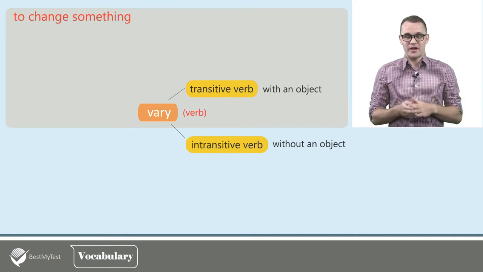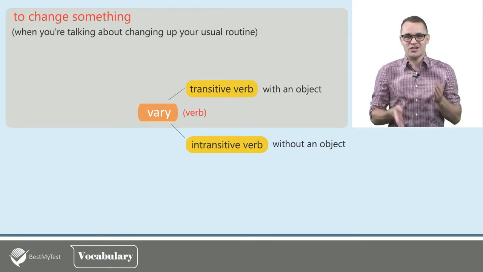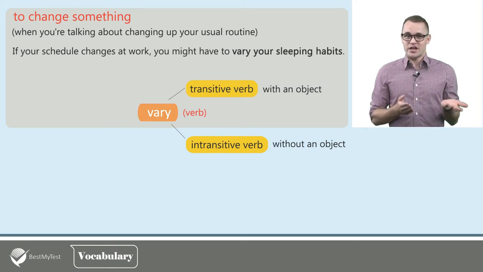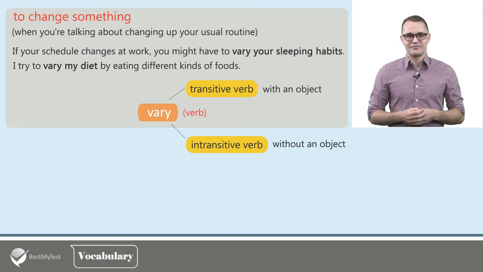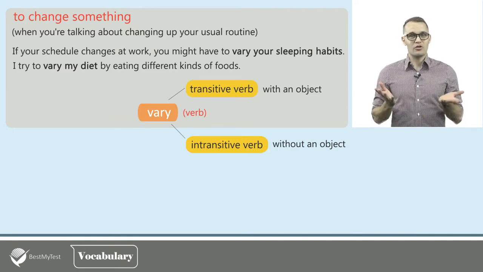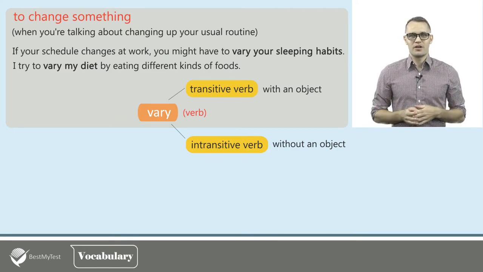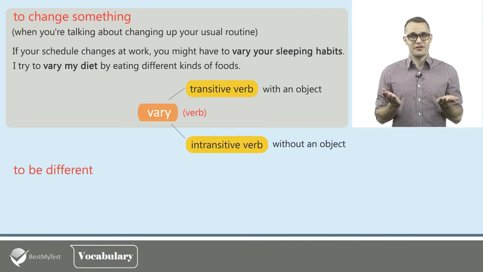Often we use the verb vary when we're talking about changing up our usual routines. For example, if your schedule changes at work, you might have to vary your sleeping habits. Or, I try to vary my diet by eating different kinds of foods. Vary, however, is more often used as an intransitive verb to express the meaning to be different.